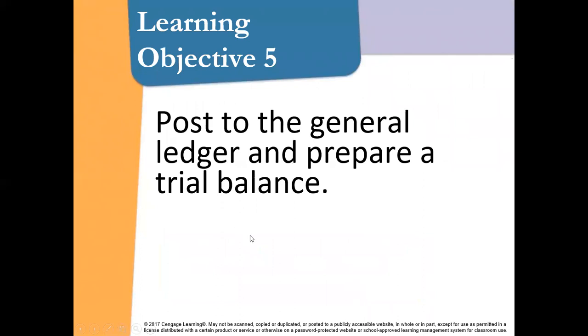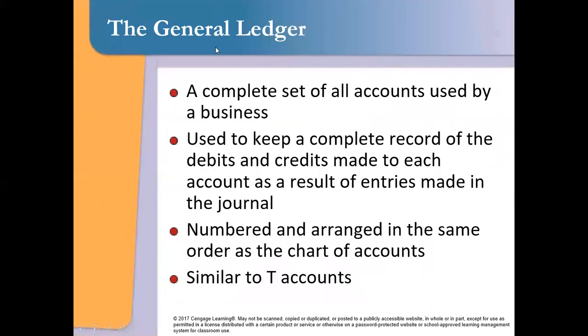Now let's talk about those T accounts you mentioned. Here's where the T accounts come into play, the general ledger. If you will, the general ledger is a listing of all the T accounts. So let's see how that works. It is a complete set of all accounts used by the business. In other words, as I mentioned earlier, it's like a listing of all of our T accounts. It's used to keep a complete record of debits and credits made to each account, just like a T account. Numbered and arranged in the same order as a chart of accounts. As you asked earlier, similar to T accounts.